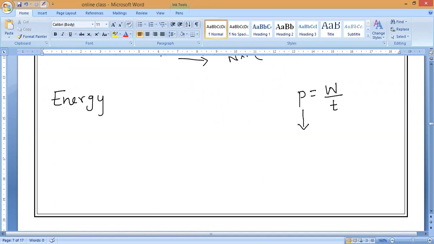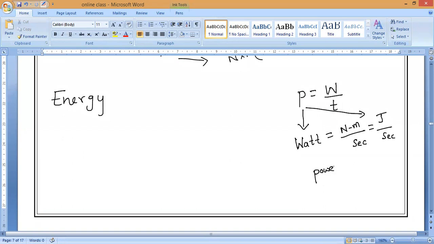Adarshan, the unit of power is watt. Watt is the unit of power, and we know the work done unit is Newton meter, and time is in seconds. So Newton meter per second is equal to joules per second. So this is the unit of power.